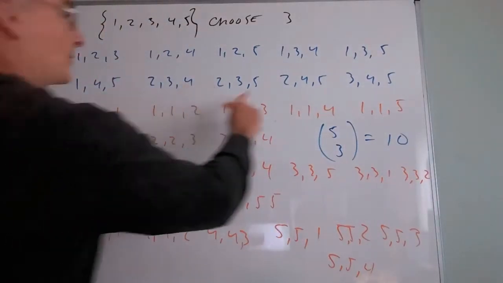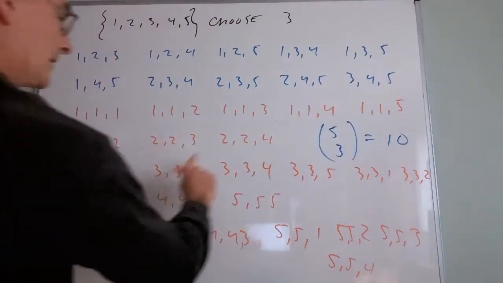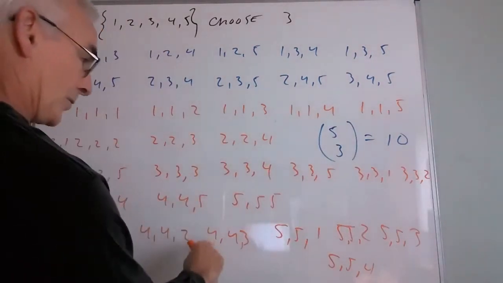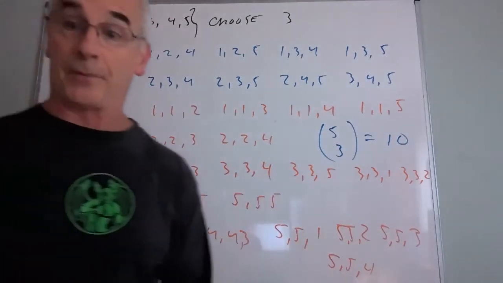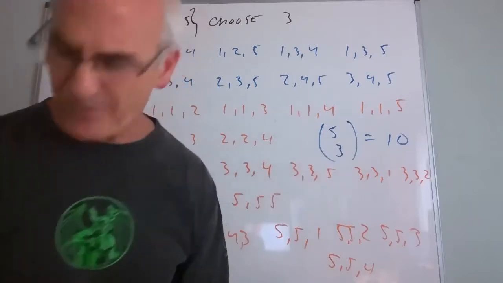So 1, 2, 3, 4, 5, 6, 7, 8, 9, 10, 11, 12, 13, 14, 15, 16, 17, 18, 19, 20, 21, 22, 23, 24, 25. Exactly 25 if I allow for repeats. That means I would have 35.